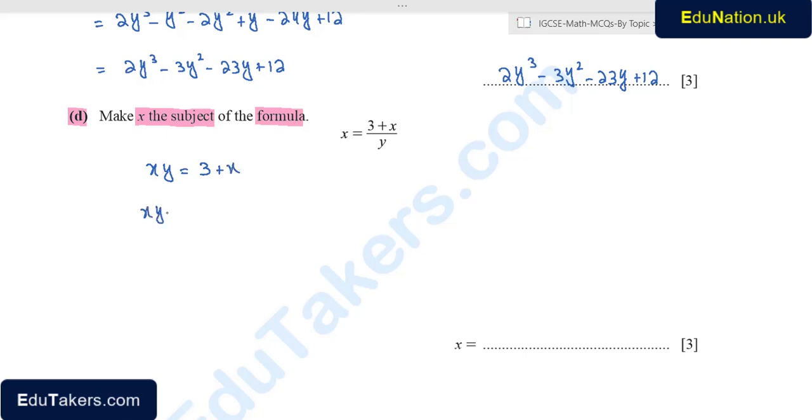Then xy minus x is equal to 3. Taking x as common, it will be x times y minus 1 is equal to 3. Then x is equal to 3 over y minus 1.